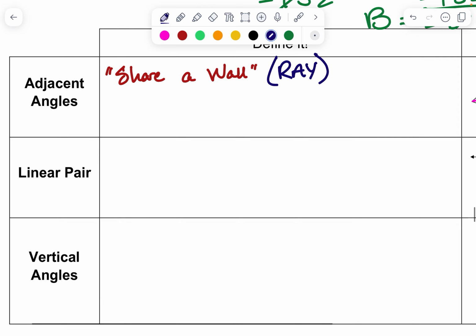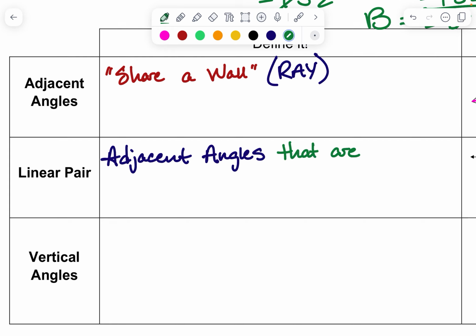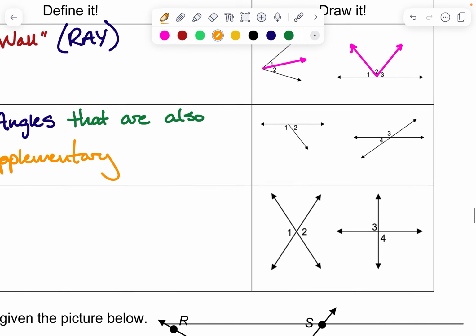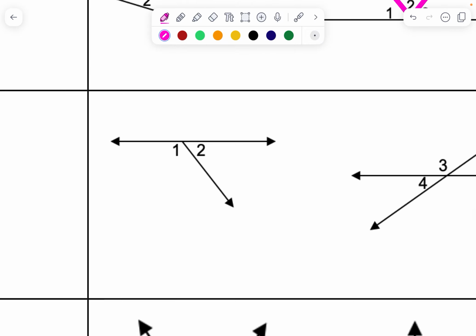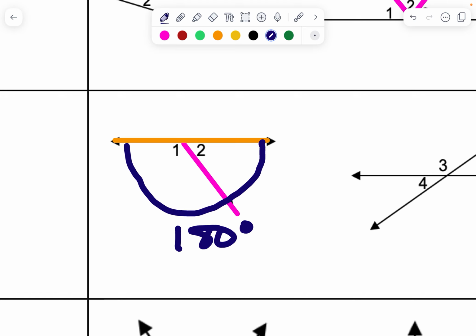A linear pair is adjacent angles, so they have to be adjacent, which means they share a wall, but they also are supplementary. They are adjacent angles that are also supplementary, which means they add up to 180. So if I look back at the picture, you can see these angles share a wall, they share a ray, but they also together form a line. So you know that these two angles together add up to 180 degrees.